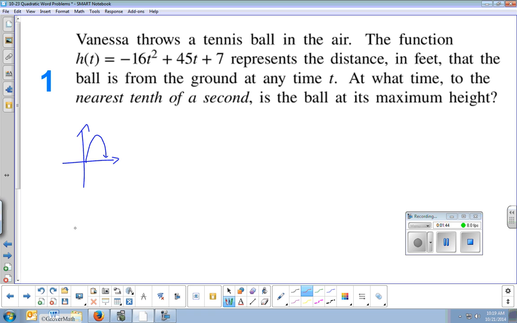And let's talk about a maximum. But this whole concept of the quadratic word problem, we're going to do all of this work in our calculator. So just labeling my picture here is the maximum. I throw a ball up in the air, it goes to maximum height. So you need your calculator for this.